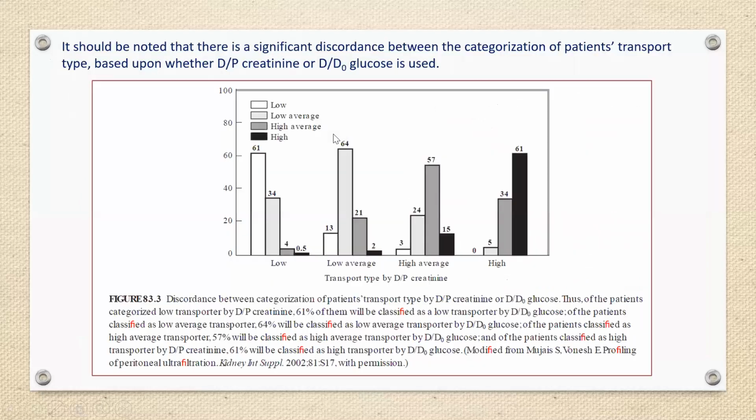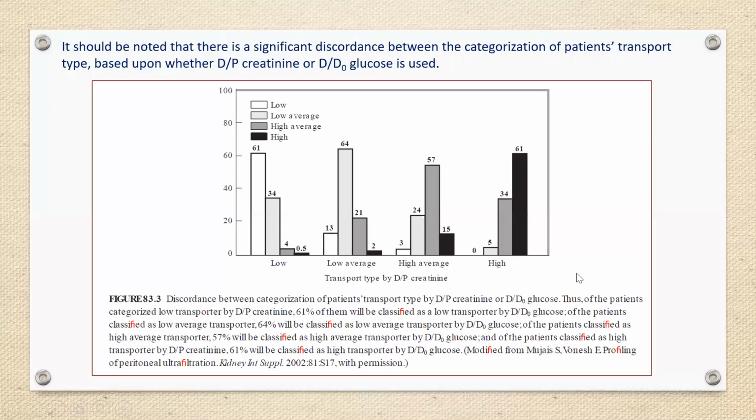So here are the 4 categories: low transporter, low average, high average, and high transporter. And this is mainly the D/P creatinine. We see 61% of the D/P creatinine in low transporters. For transporter type, we have used the D/P creatinine here. In low average and high average, D/P creatinine is 64% and 57%, and in high transporter it is 61%.